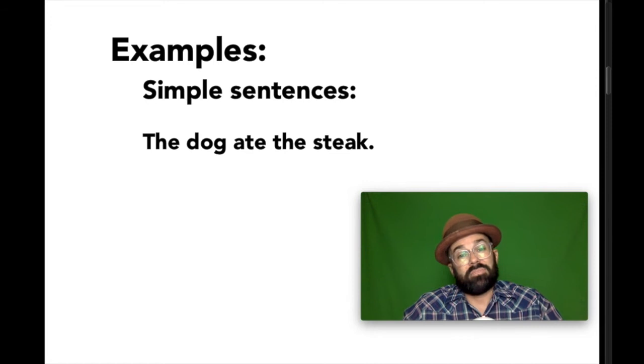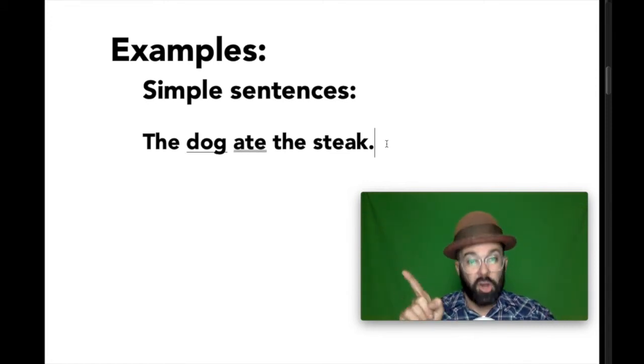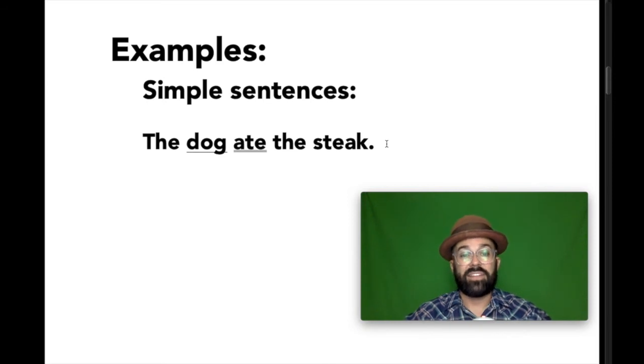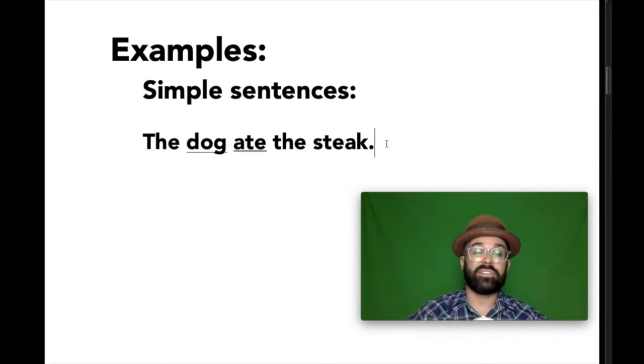Very simple. The dog ate the steak. Dog is the subject. I've underlined that once. Ate is the verb. I've underlined that twice. Steak would be considered a direct object, but this is a simple sentence. It is a complete thought, a complete idea. It can stand by itself independently.